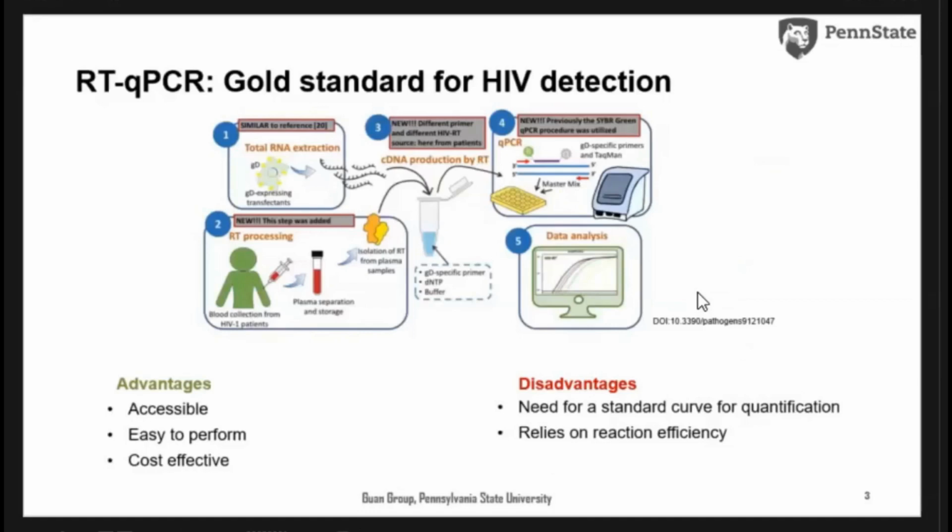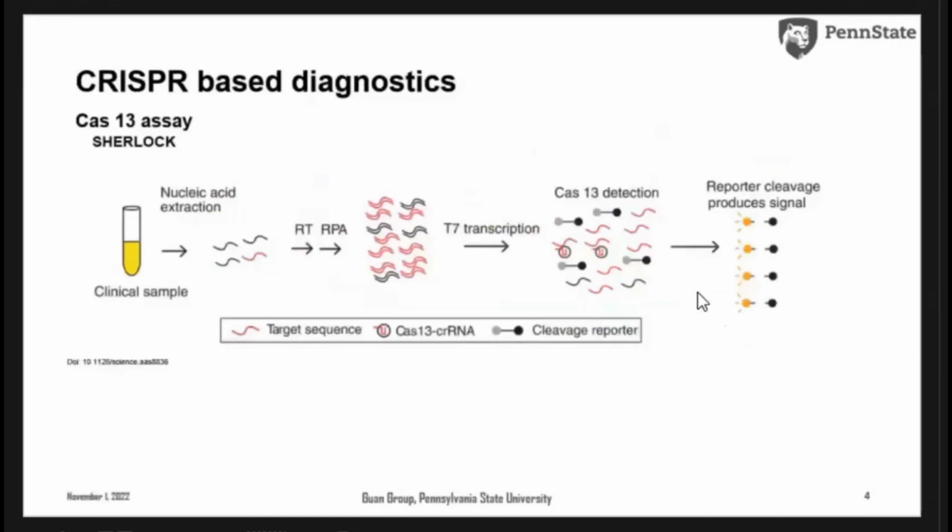And on the other hand, in the past 5 years, we observed the tremendous rise of CRISPR-based diagnostic systems, which have become very popular because they showed very good specificity. One of the well known methods of this CRISPR-based system uses the CRISPR-Cas13 proteins.